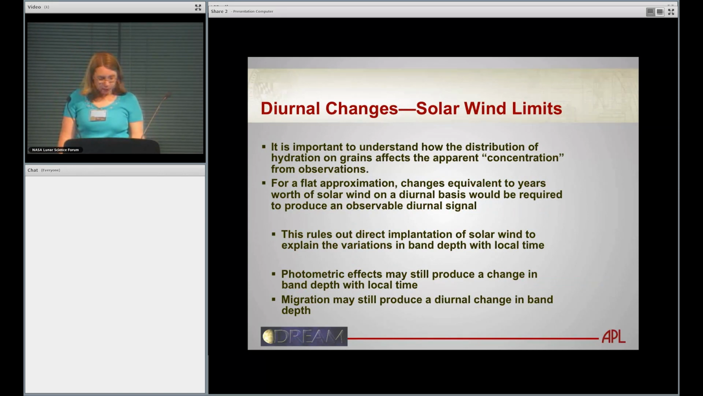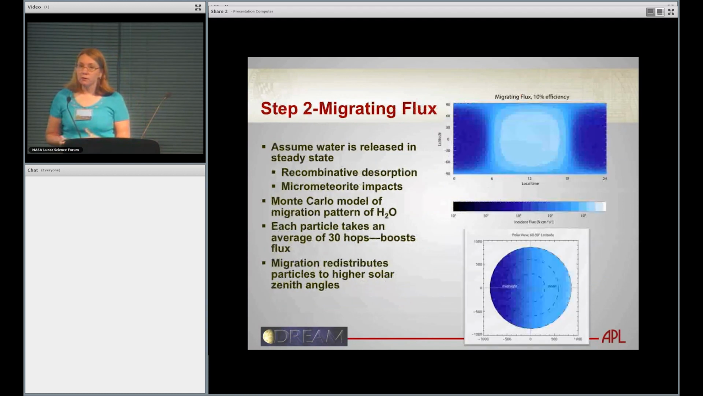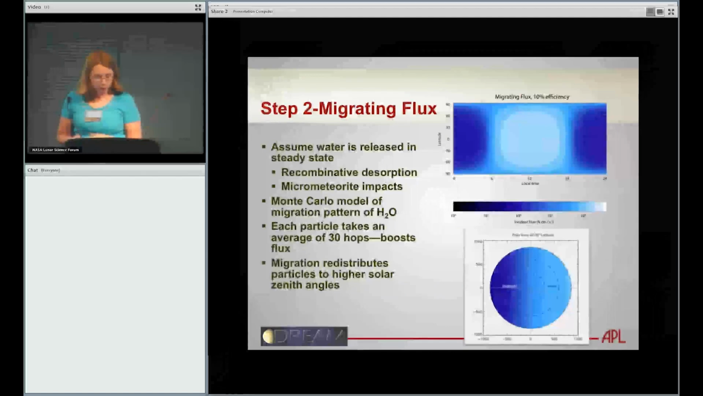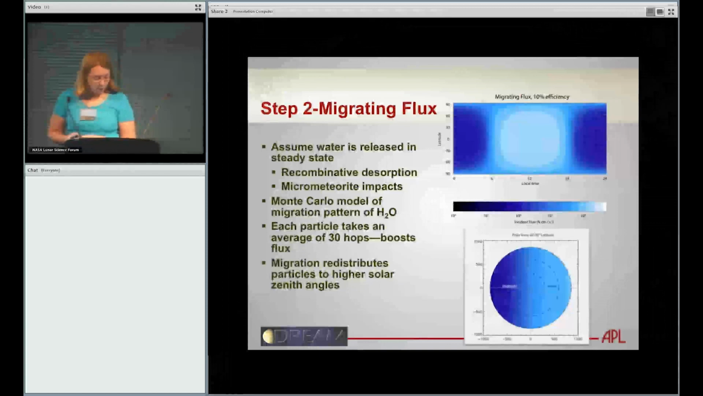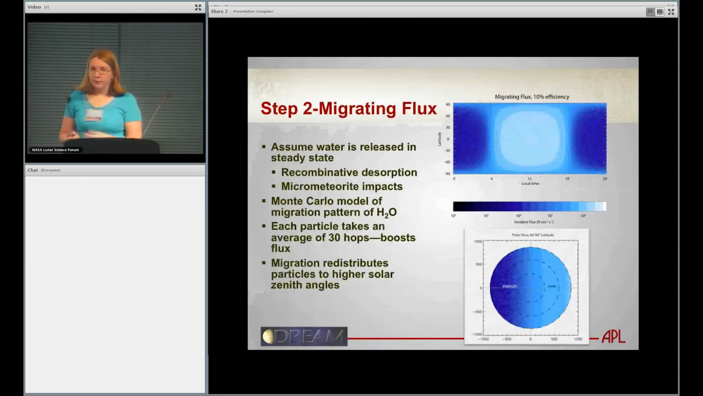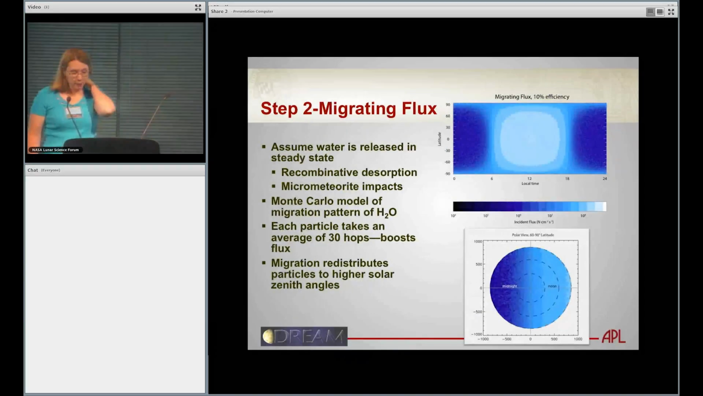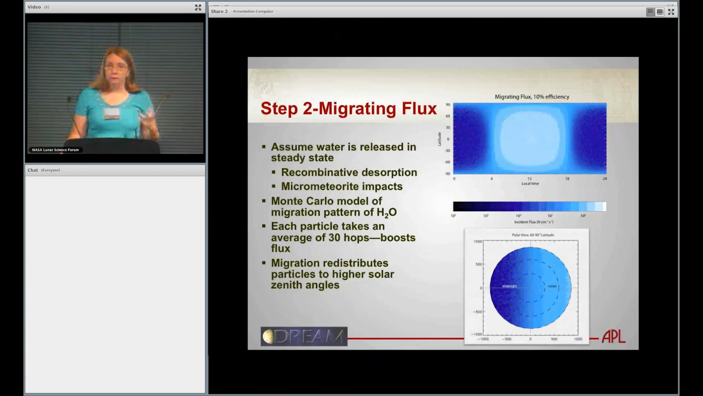But using the approximation that I've used, you need years' worth of solar wind to produce an observable diurnal signal. So direct implantation is not causing a diurnal change, but maybe migration can; photometric effects or migration may come into play. So let's look at the migrating flux, where something is happening.